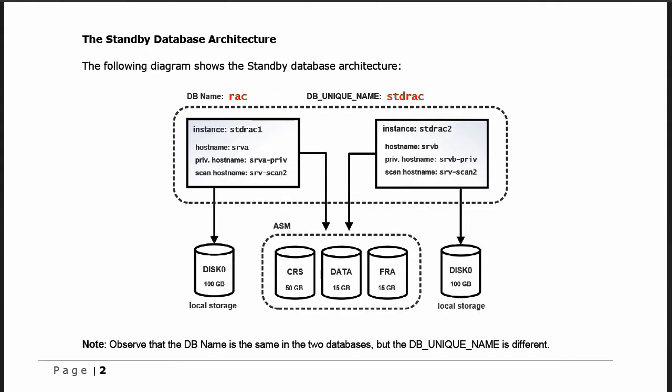On the standby side, we have also 2 nodes, std-rac1 and std-rac2. The host names of the nodes are SRVA and SRVB. They are configured to use the scan name srv scan2. Again, each node has its own local storage, and they both use ASM as shared storage. ASM has the same disk group names that are used in the primary database: CRS, data, and FRA.